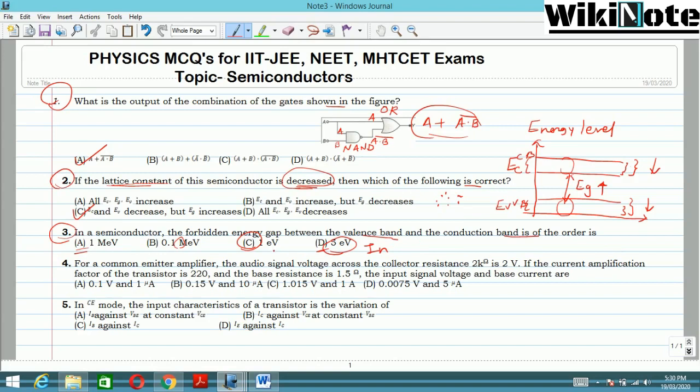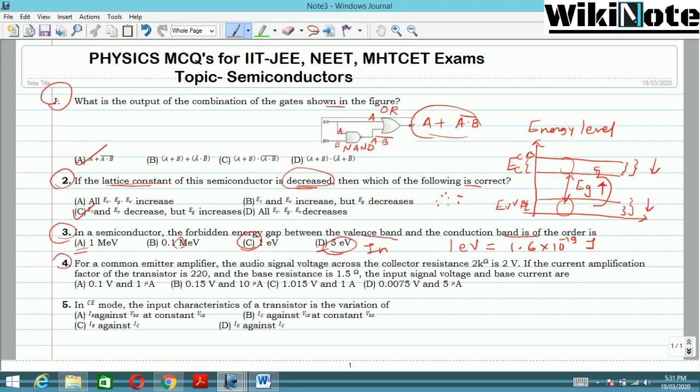So the answer is only 1 electron volt, because electrons can jump from the valence band into the conduction band at room temperature also. Now the question is, what is this electron volt? So 1 electron volt, you should write down this relation: 1.6 into 10 raised to minus 19 joule of energy.